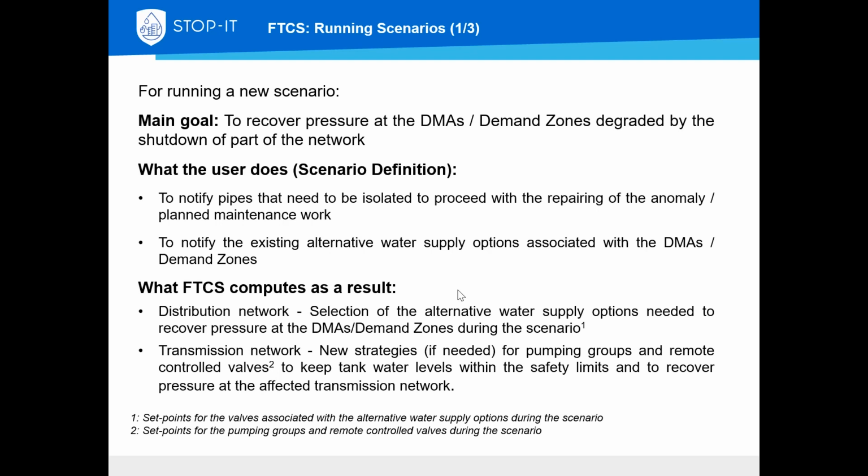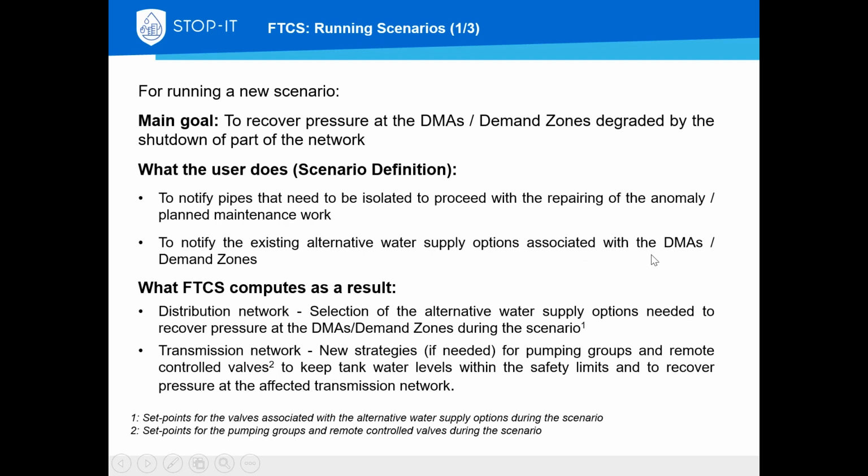Every scenario related with this tool focuses on recovering the pressure at the DMAs or demand zones degraded by the shutdown of a part of the network. To define a scenario, the user has to notify pipes that need to be isolated to proceed with the repairing of the anomaly or plant maintenance work. And to notify the existing alternative water supply options associated with the DMAs or demand zones.